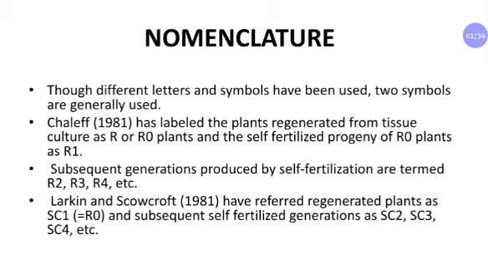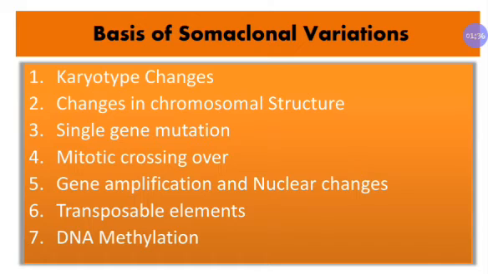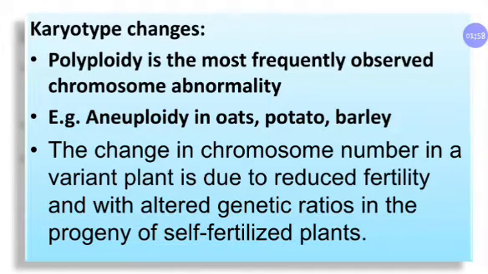SC2, SC3, SC4, etc. The bases or reasons of somaclonal variations are different, such as karyotype changes, changes in chromosomal structure, single gene mutations, mitotic crossing over, gene amplification and nuclear changes, transposable elements, and DNA methylation. We can check all these individually. First one is karyotype changes.